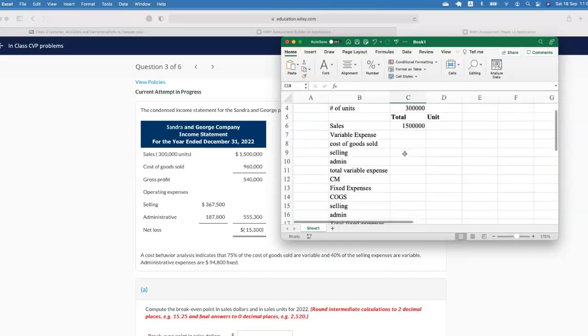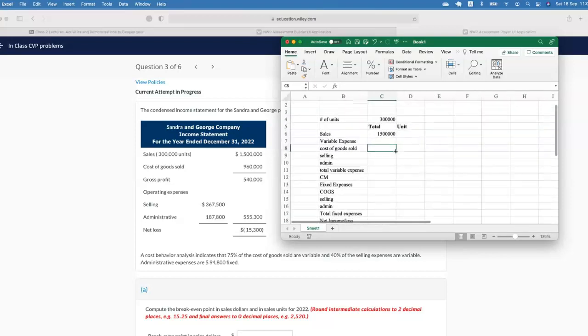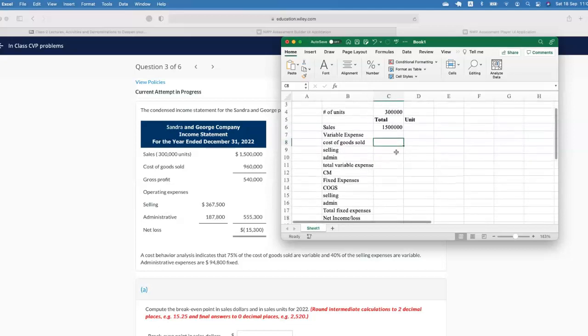All right, so now, folks, we're going to take the variable, the first one, cost of goods sold, and take the actual amount multiplied by the percentage. Everybody has a different number. For the cost of goods sold, we have 960,000. I'll multiply it by 0.75 since the variable cost is 75% of the total cost of goods sold.